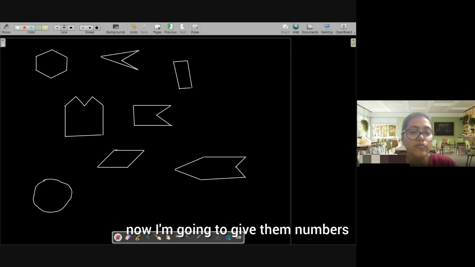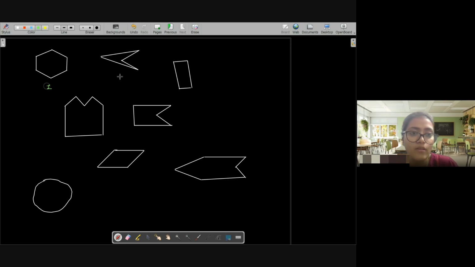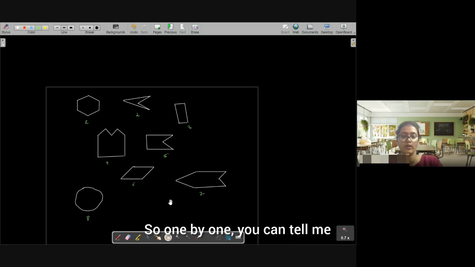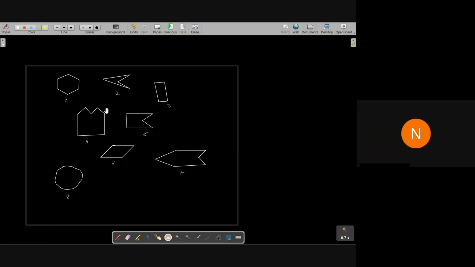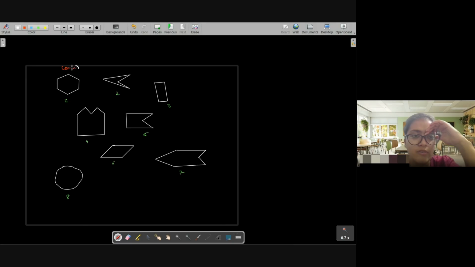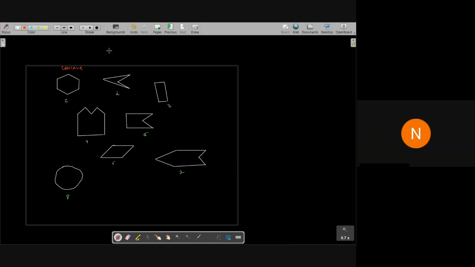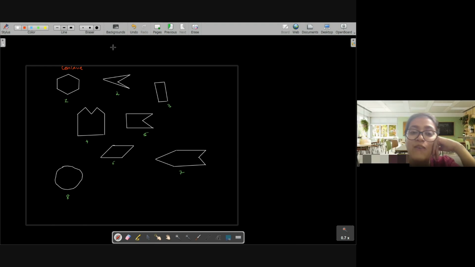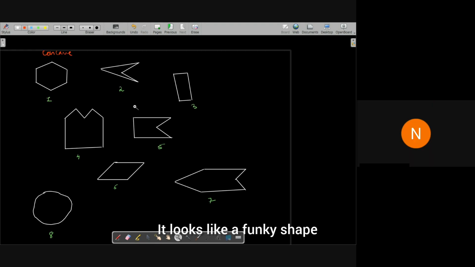Okay, now I'm going to give them numbers. Number 1, 2, 3, 4, 5, 6, 7, 8. Okay, so one by one, you can tell me. I think number 1 is concave. Concave. Okay, number 2. I skipped that one. I don't know. Why? It looks like a funky shape.